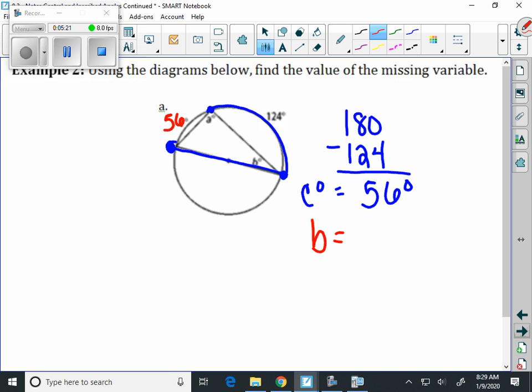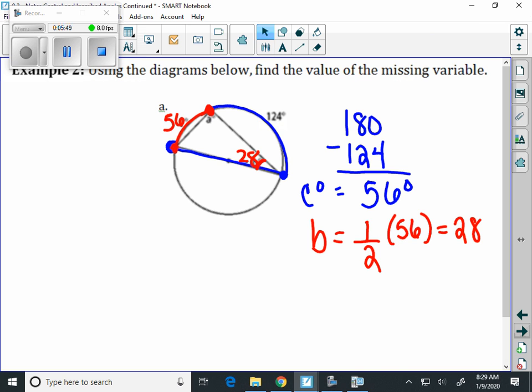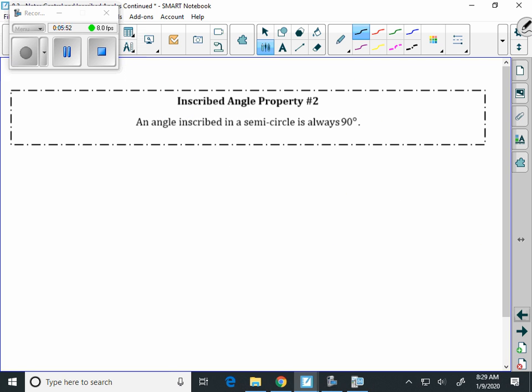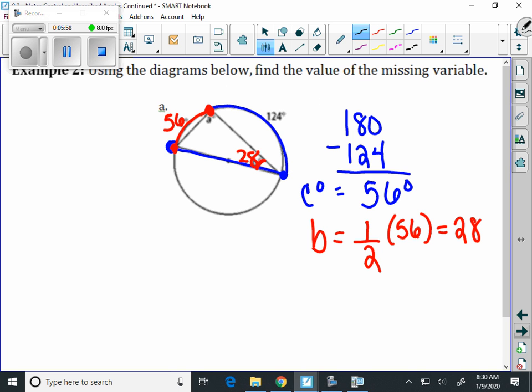And once again, the measure of the inscribed angle is half the measure of this red arc right there. And we figured out what that red arc is. It's going to be half of 56. And again, type it into your calculator, but half of 56 is 28. So this value here is 28, and we want to find the other angle. And the other angle goes back to this rule, which is an angle inscribed in a semicircle is always 90. And if you think about it here, we've got 180 degrees here.